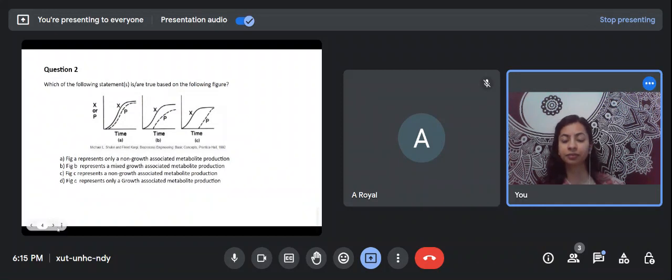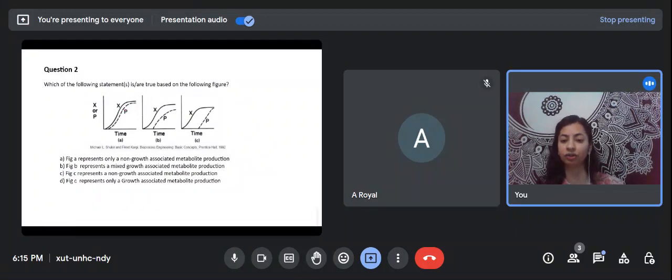Which of the following statements is true based on the following figures? You've been given three figures, three graphs, and it's a plot of X, biomass, and P, product, with respect to time. So you have A, B, and C. You're seeing how the substrate is changing in terms of the product over a period of time.